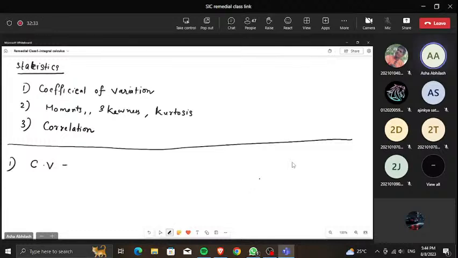Coefficient of variation, you can find it by using the formula standard deviation divided by arithmetic mean into 100. What is the formula? Standard deviation divided by arithmetic mean into 100. This is the formula for finding coefficient of variation. So here you can find the arithmetic mean, standard deviation, etc. by using different methods. Okay. One is by using the direct method.